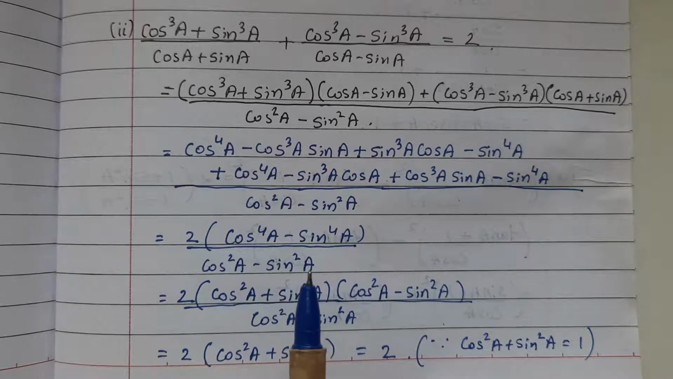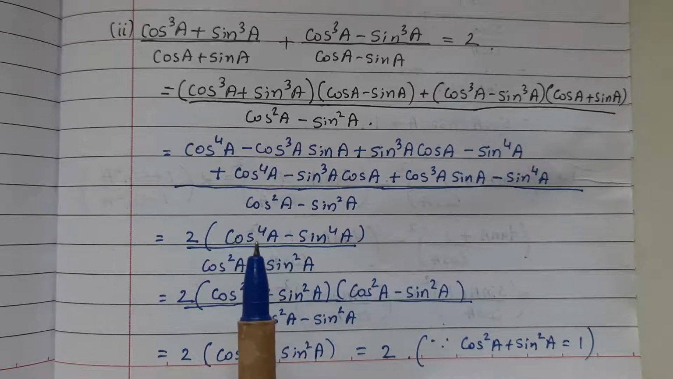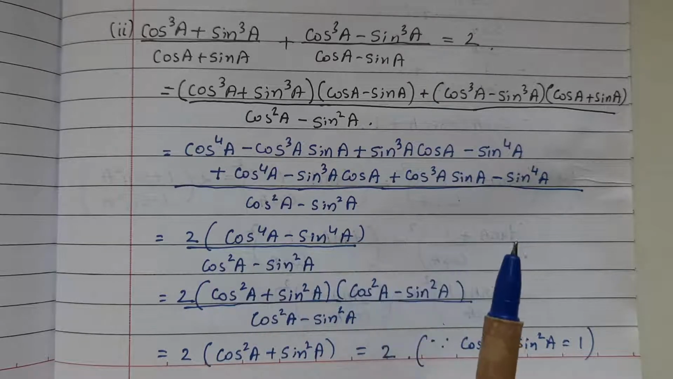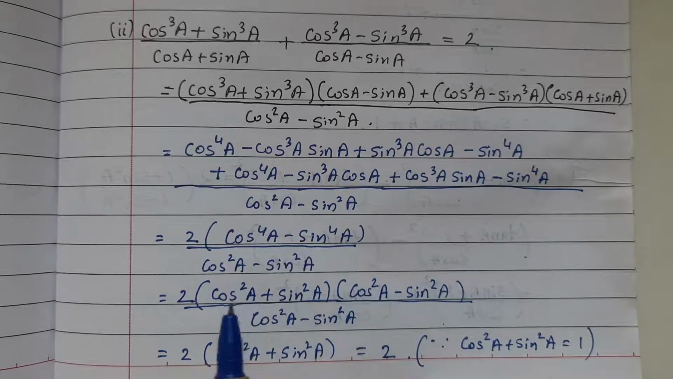A square minus B square is A plus B into A minus B. Therefore, cos square A plus sin square A into cos square A minus sin square A upon cos square A minus sin square A. These two terms cancel each other. Remains 2 into cos square A plus sin square A. Cos square A plus sin square A is 1. Therefore, 2 into 1, 2 equal to right hand side.